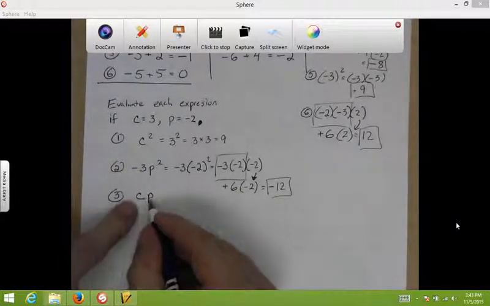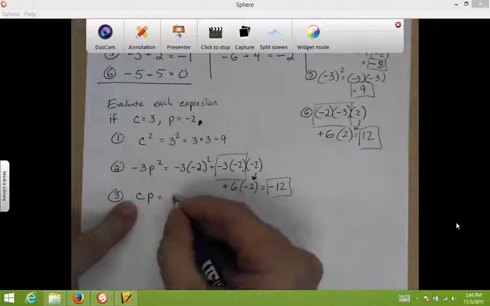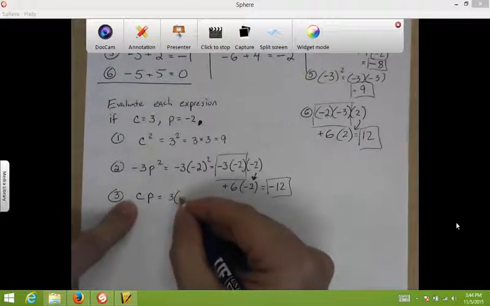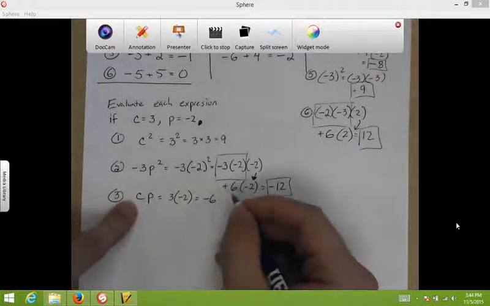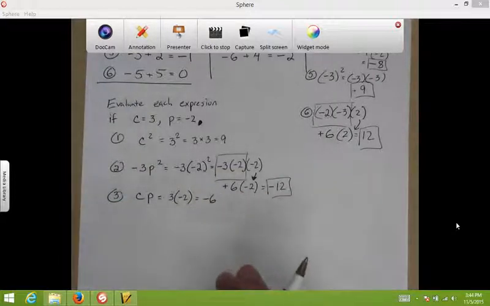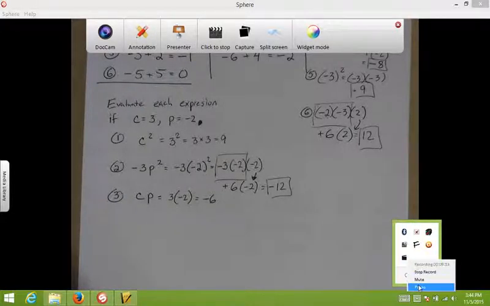Last one, CP. Anytime something touches a letter, it's multiplication, even if it's another letter. So I'm going to rewrite this. C is equal to 3, and P is equal to negative 2. 3 times negative 2 is going to be negative 6. And this time I promise that's it for multiplication. So next up, division. Almost done.